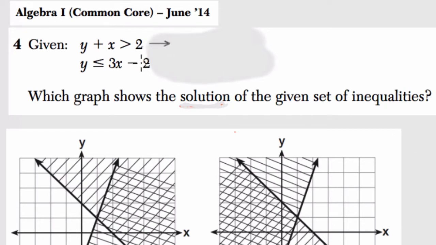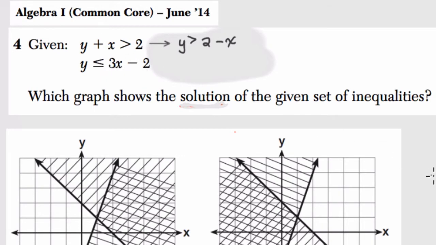So in the first one, in this problem right here, all we have to do is subtract x from both sides, and we've got y by itself. So y is still greater than, minus x from both sides, so it's 2 minus x. Y is greater than 2 minus x. And in this problem, we already have y is less than or equal to 3x minus 2.